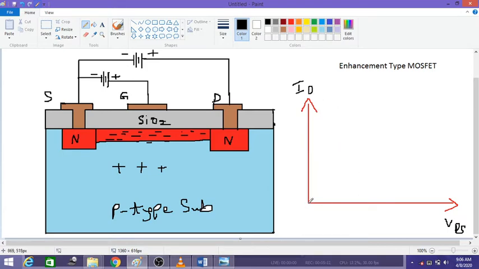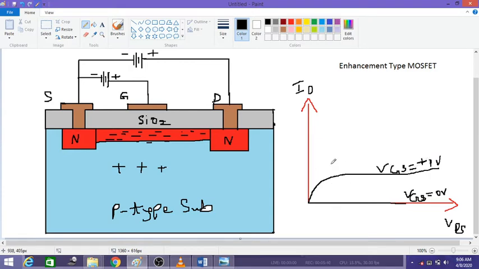So initially when VGS is equal to 0 volts, it means there is no flow of current. When you apply a slight VGS, you will get a graph like this. This is for VGS equals plus 1 volt. Remember, this is plus 1 volt, it is not minus 1 volt.